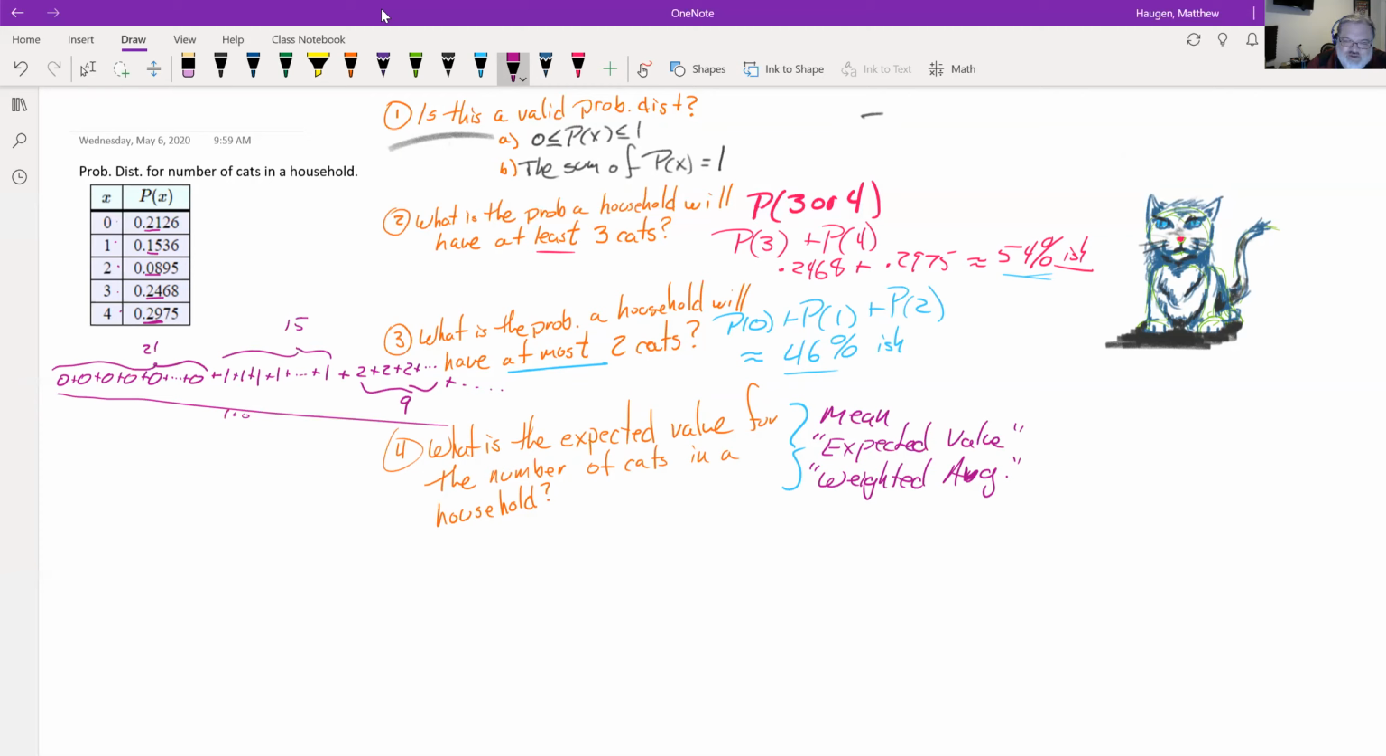Instead, we can shorten up these repeated additions if we want. We've got 21 zeros, so 21 times 0 would give us what that sum would be. We've got 15 ones, 9 twos, 24 about threes. I'm rounding these pretty bluntly just so we can look at it. And then 29 fours, all divided by the 100 households. So that would speed us up a lot if we wanted to.